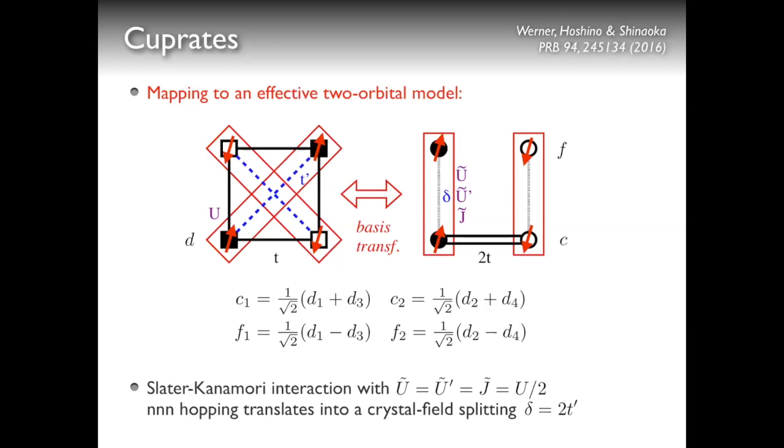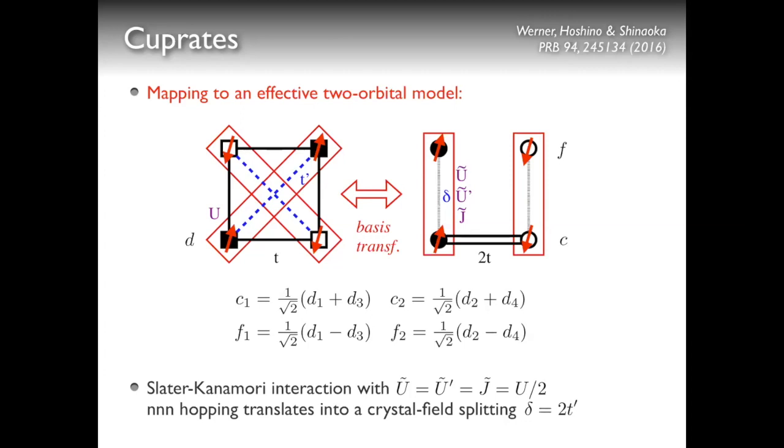But what I propose to do is the following. Let's look at the plaquette of 4 sites. That's the smallest entity that is used in cluster DMFT calculations, and also the smallest system that can support the d-wave superconducting solution. And then let's do a bonding anti-bonding transformation along the diagonals of this plaquette. This will introduce new orbitals, which I call C and F. And it will map the plaquette to a 2-site 2-orbital model with these orbitals C and F.